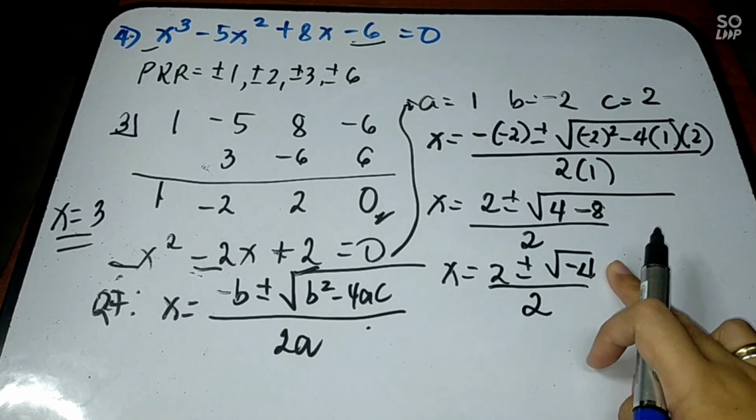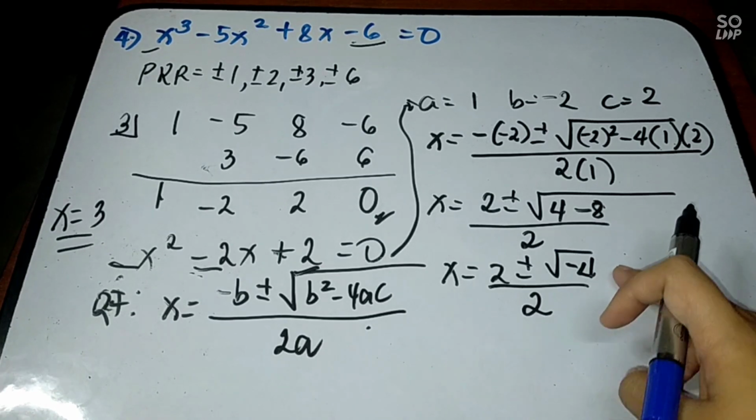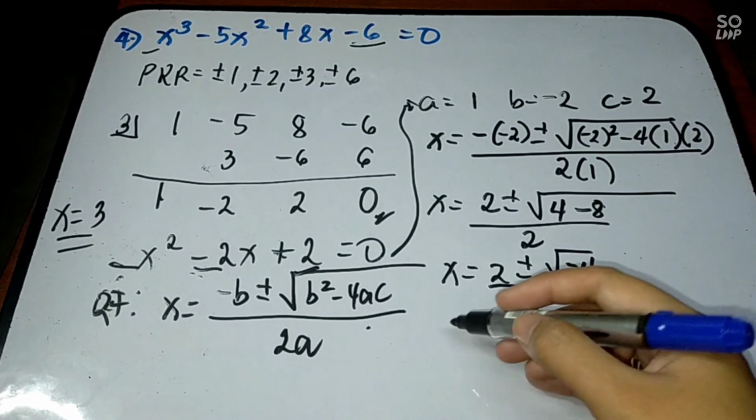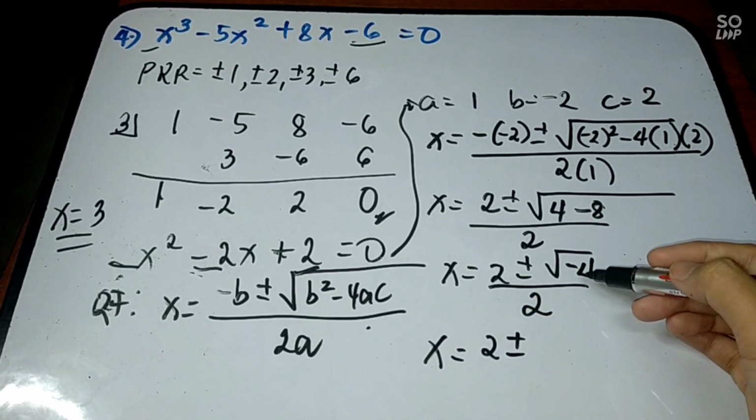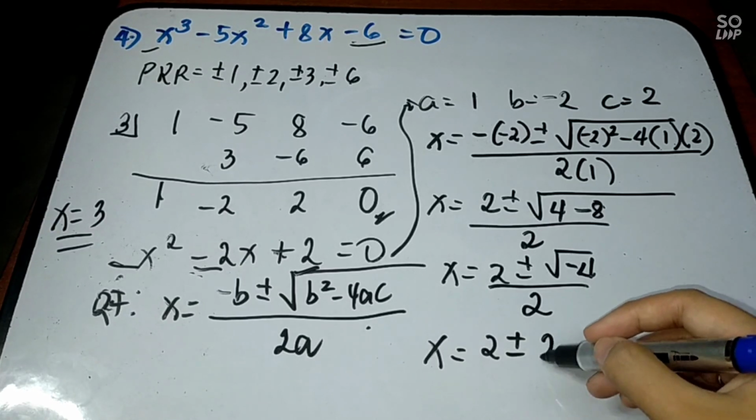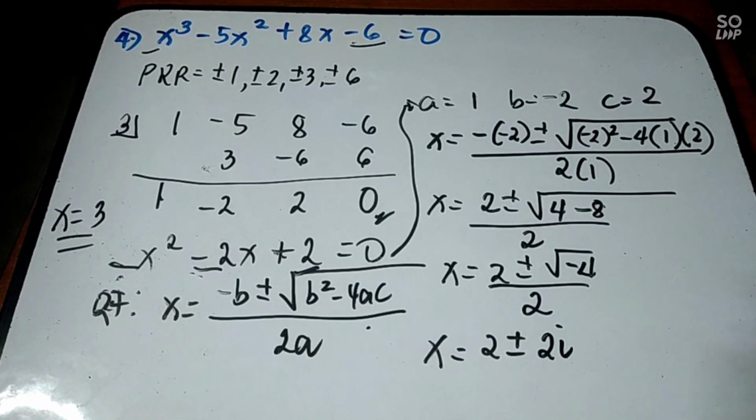Since we have here a negative inside our radical sign, we have imaginary numbers again. So, x is equal to 2, positive and negative. The square root of negative 4, we have here 2i. Positive and negative 2i. That is it.